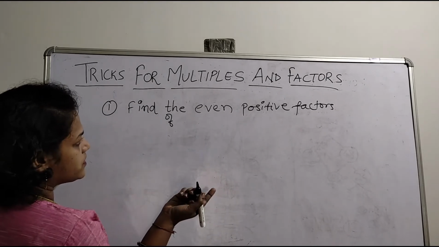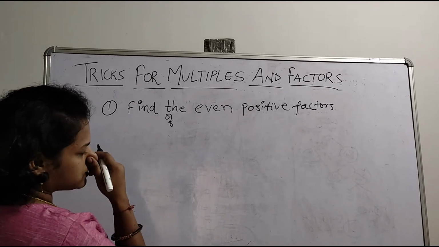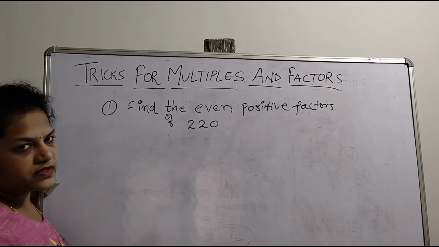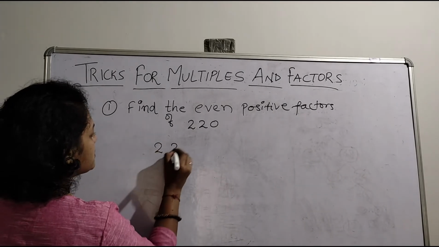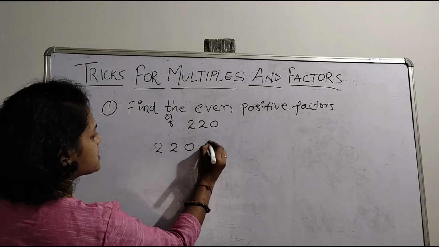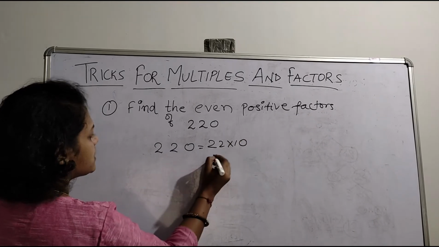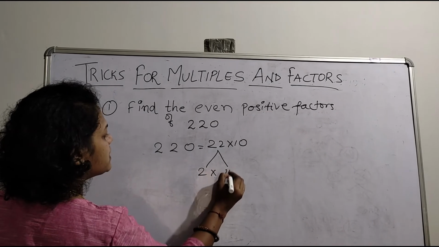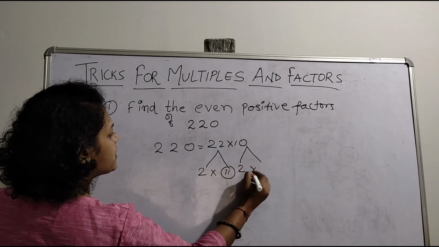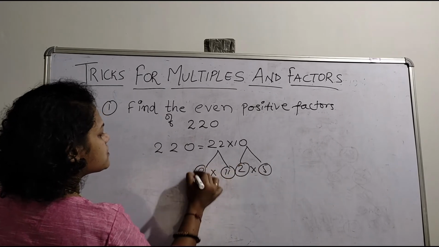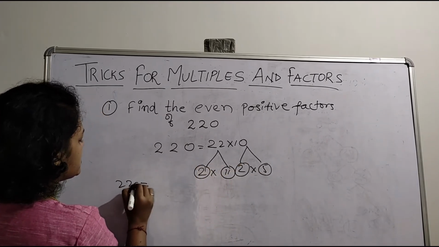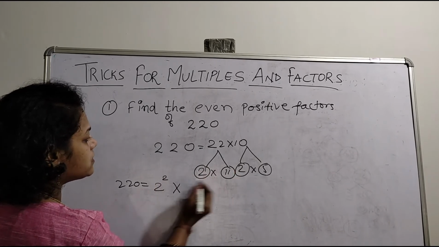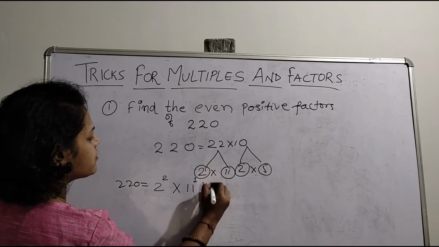Say, let us take an example, say 220. Okay, we will say 220. So 220 I can again split as 22 multiplied by 10. Again the same method you have to use, the tree method, that is 2 multiplied by 11 and here 2 multiplied by 5. Okay, so here what you will get is 2 power 2, how many 2's are there, 2 power 2, and here 11 one time and 5 also one time.